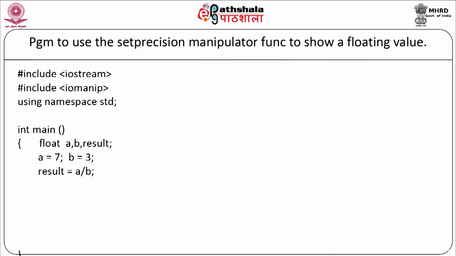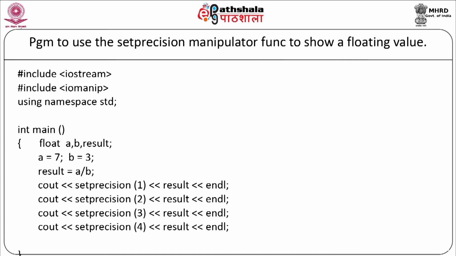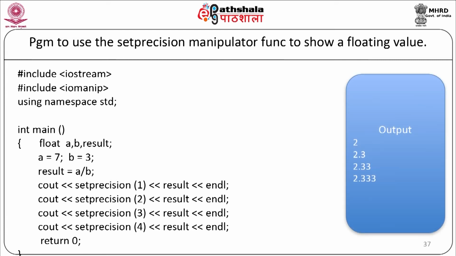So first our set precision value will be cout setprecision(1), display the value of result, endl. cout setprecision(2), display the value of result, endl. cout setprecision(3), display the value of result, endl. cout setprecision(4), display the value of result, endl. Return 0 and our function will end. Now when the above code is compiled and executed, it will produce the result as 2, 2.3, 2.33, 2.333.